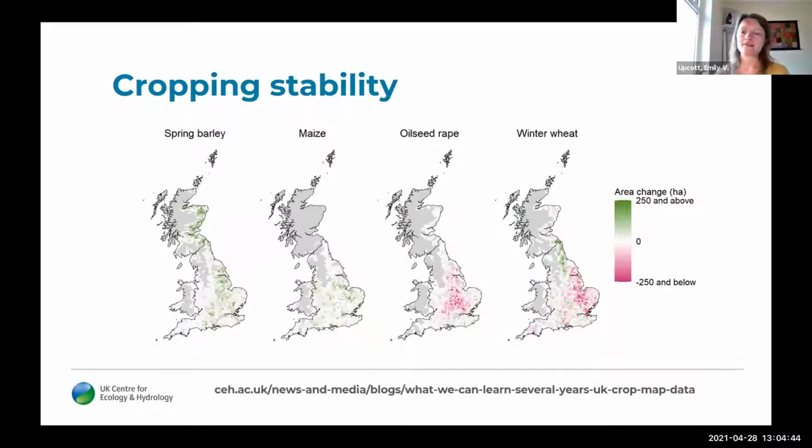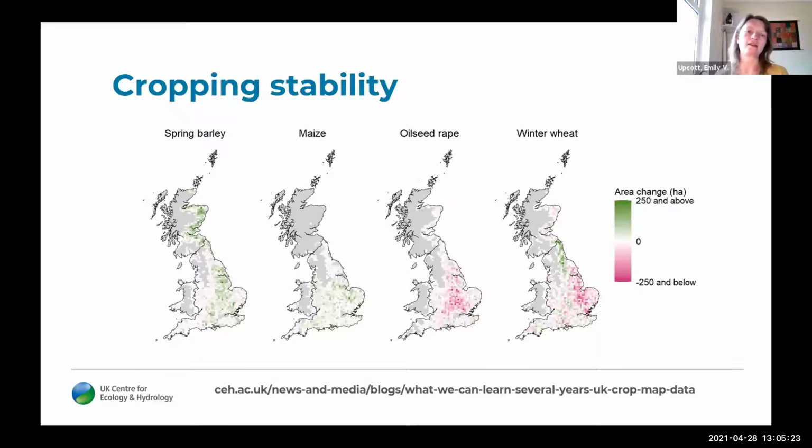So firstly, looking at cropping stability, these maps are showing changes in individual crops between 2015 and 2019 on a 10-kilometre grid cell scale. So I calculated correlation coefficients to see what changes in crop coverage were taking place and where. I'm not sure if you can see all the colours that well on your screens, but I'll explain it anyway. So the first map on the left, we've got spring barley, which has quite a wide range and seems to be increasing across much of it.